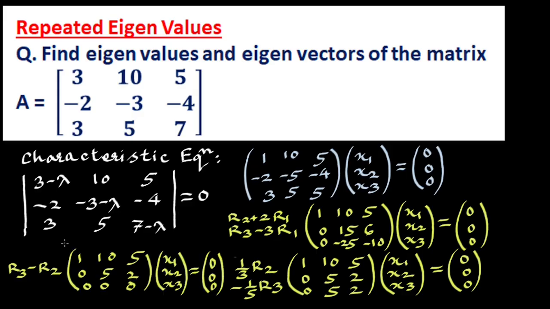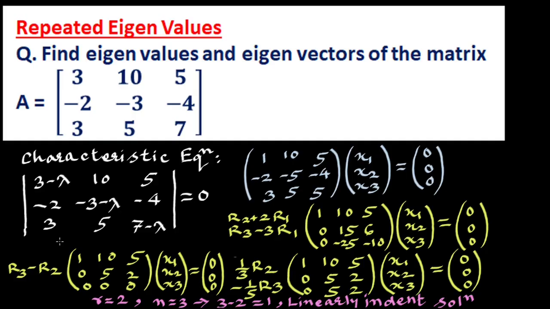In this row echelon form, there are two non-zero rows. Therefore, the rank of this matrix is 2, r equals 2, and the number of unknowns is 3, that is, n equals 3, which means there are 3 minus 2, that is 1, linearly independent solution.